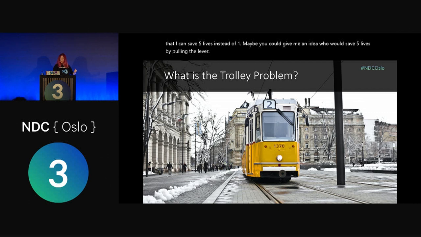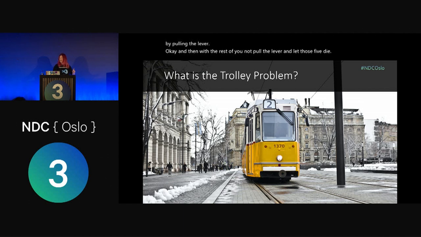Okay. And then would the rest of you not pull the lever and let those 5 die? Yes? Okay. So the 2 schools of philosophy that we are talking about there are utilitarianism, which says the greatest happiness of the greatest number is the most important thing. If we have a chance to save 5, we should do that. That is how we judge things.